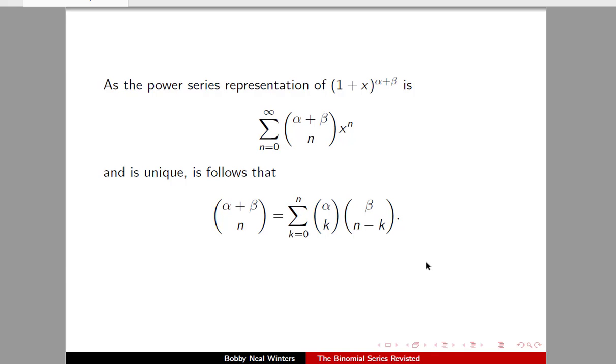And the power series representation of (1 plus x) to the alpha plus beta is equal to the sum of n equals 0 to infinity of alpha plus beta choose n, x to the nth power. We can then take these two infinite series and equate the coefficients of like powers and get that alpha plus beta choose n is equal to the sum of k equals 0 to n of alpha choose k times beta choose n minus k, which is cool.